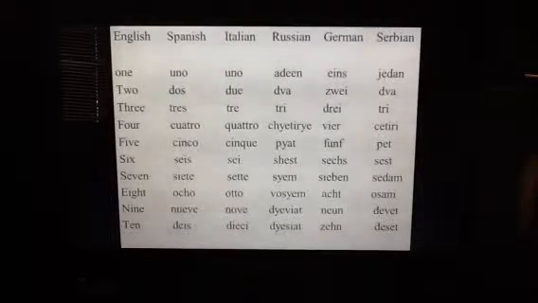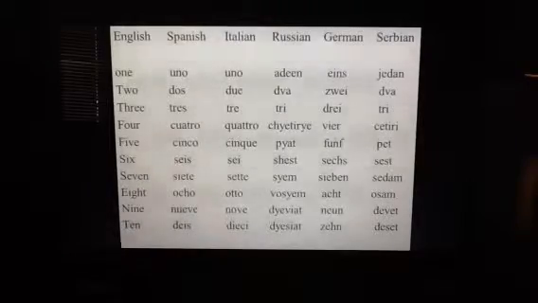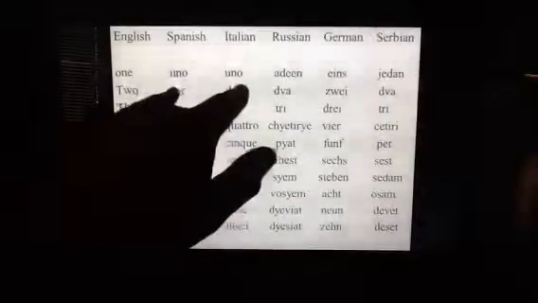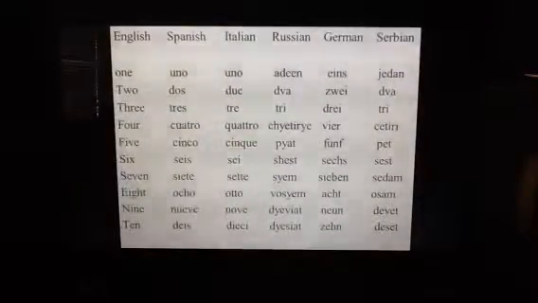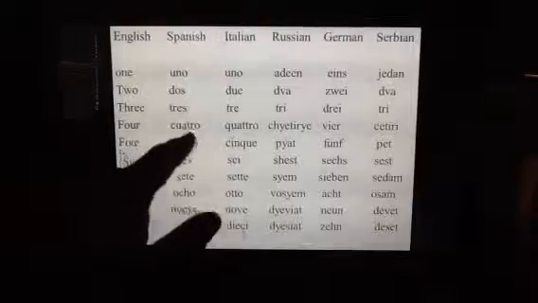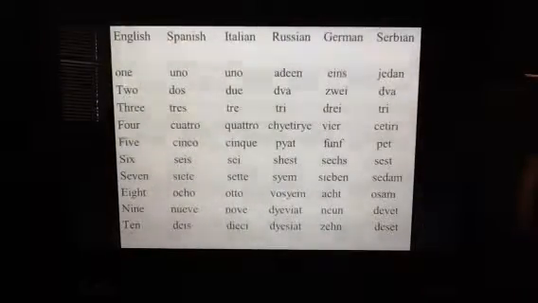Here's an example of, and you can kind of see counting 1 to 10 in several different languages: Serbian, German, Russian, Italian, Spanish. You can see Spanish and Italian are related because they have the same word for one. Quattro, quattro. It's spelled differently, but it still sounds the same. Spanish and Italian.